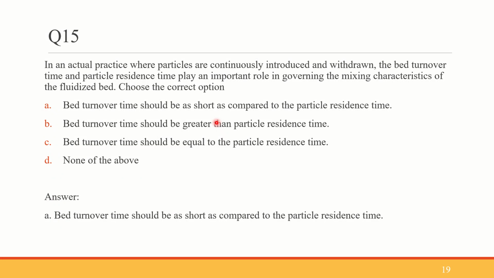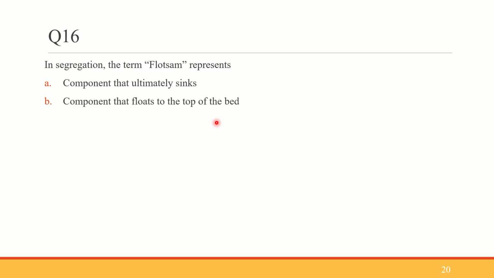So that is this. Now going on to question 16, we have that in segregation the term flotsam represents dash. Option A, component that ultimately sinks. Option B, component that floats to the top of the bed. Option C, component that clusters together. Option D, none of the above.